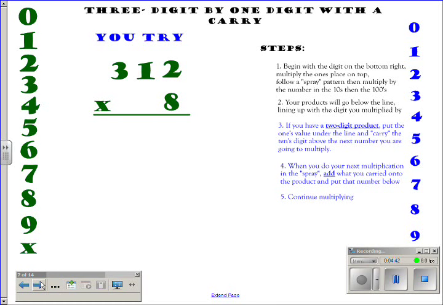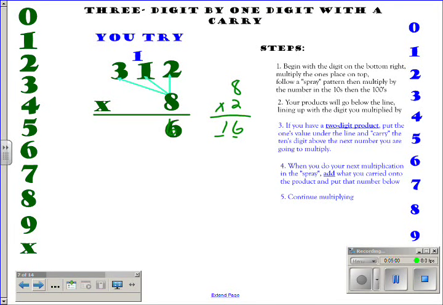All right, so let's look at 312 times 8. You would have done your 3-prong spray. 8 times 2, you do 8 times 2, it is 16. We have a 2-digit product. So our 6 goes here, and we carry the 1 on top.